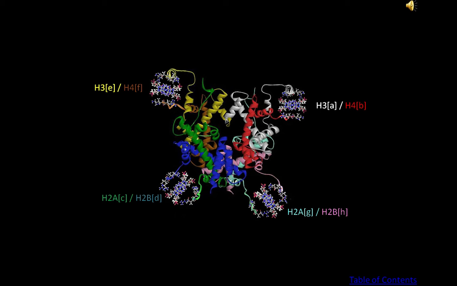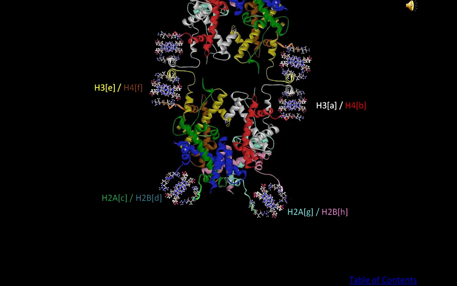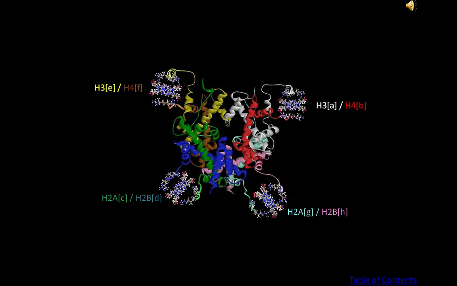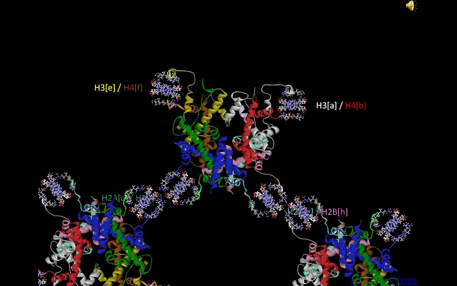Thus, the 2 H3-H4 corners are approximately aligned with the x-axis, which facilitates formation of beta sheet-like structures with adjacent octamers, whereas the 2 H2A-H2B corners seem to be radially arrayed with respect to the octamer core, which facilitates the formation of the square-shaped charge arrays.